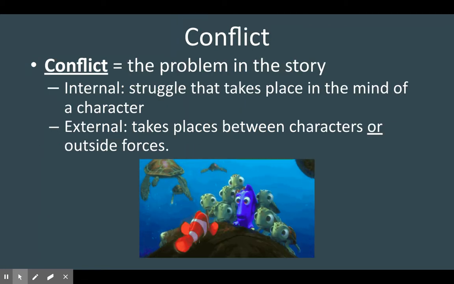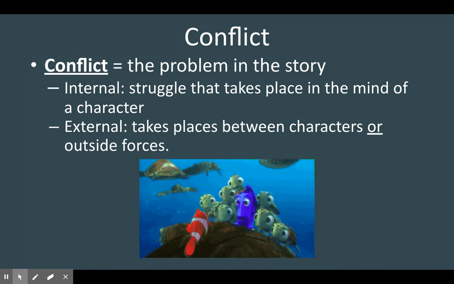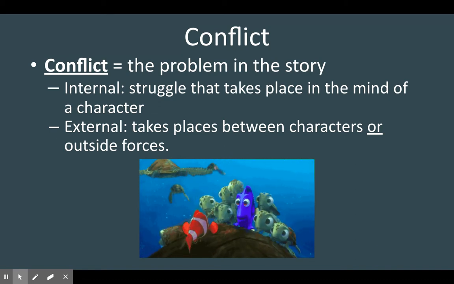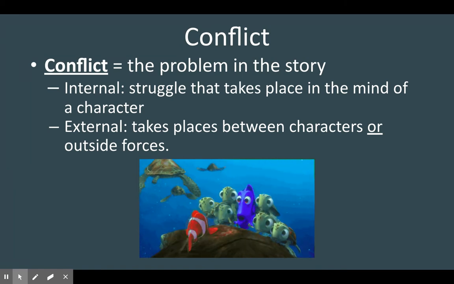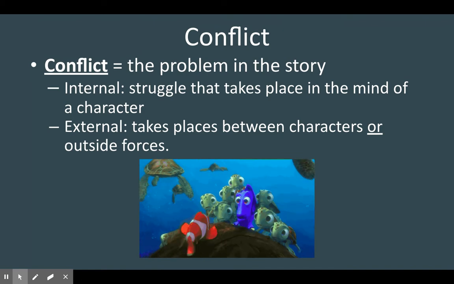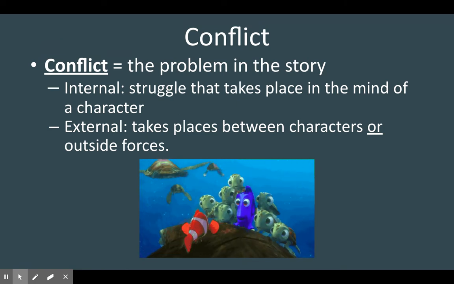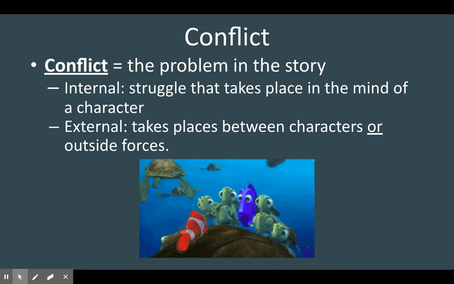Next, we have conflict. So conflict drives plot. Think of every great TV show, movie, book, comic book, even story. Any story has to have some type of conflict or struggle or problem. So there's different types of conflict. There's internal and external. So internal conflict is a struggle that takes place in the mind of a character.